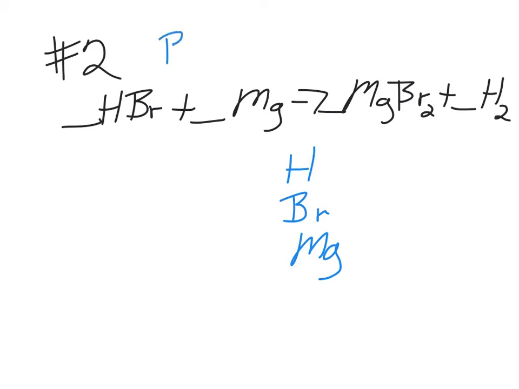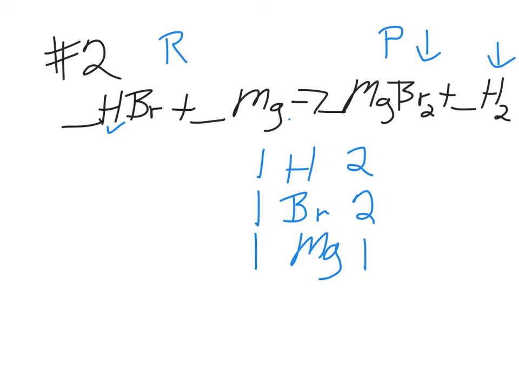I have my reactant side and I have my product side. So how many hydrogen do I have? Just one. How many bromine do I have? Just one. And how many magnesium do I have? I have one. Okay, so now let's look at the product side. I have one magnesium, I have two bromine, and I have two hydrogen.